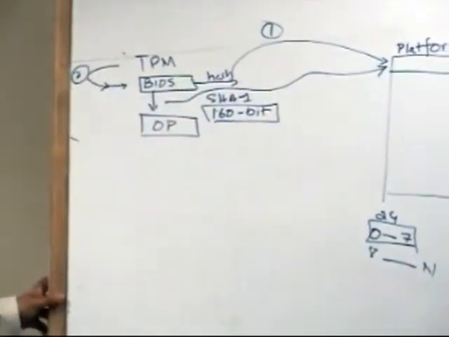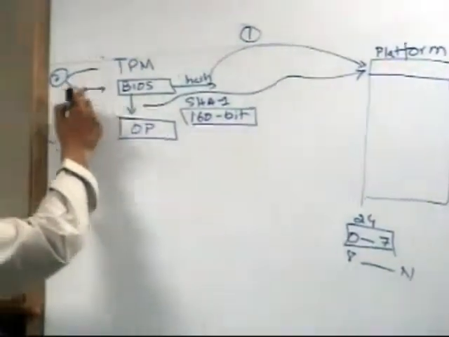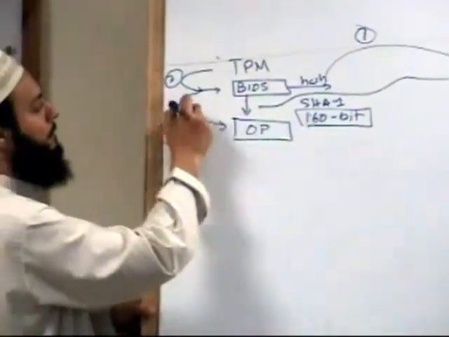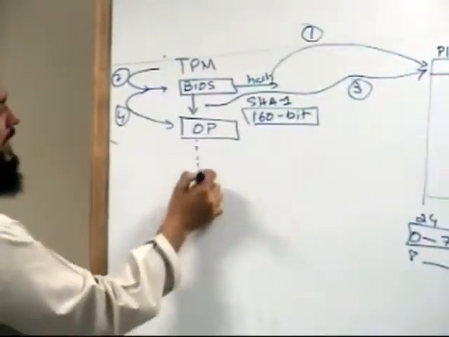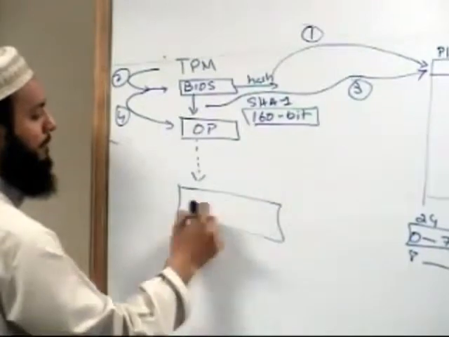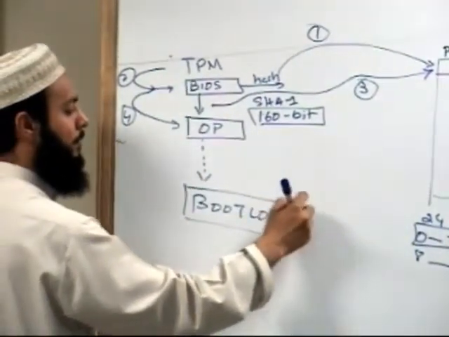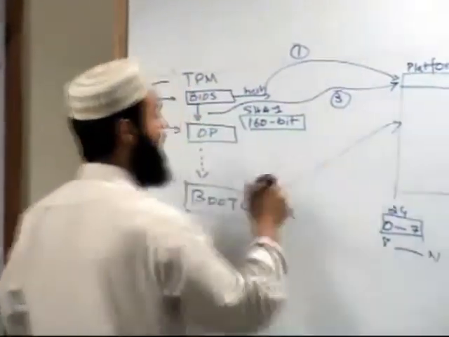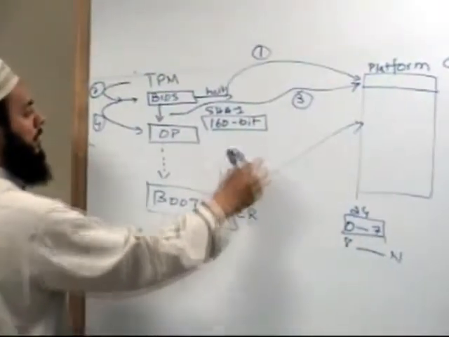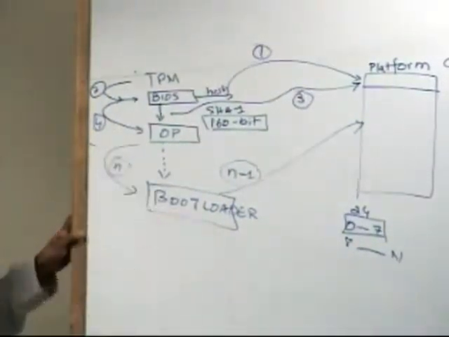It does not replace it. We will see how it actually takes place. But then it passes control to here. So this is 3. And this happens until you get to the bootloader. The bootloader is measured and control is passed on to the bootloader.